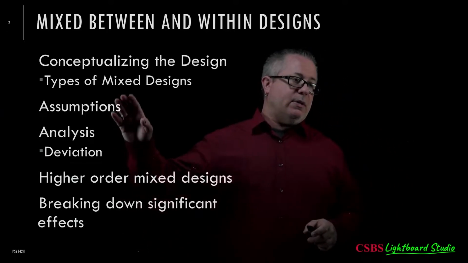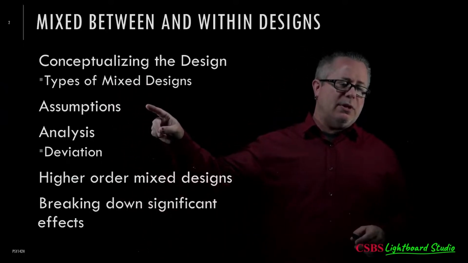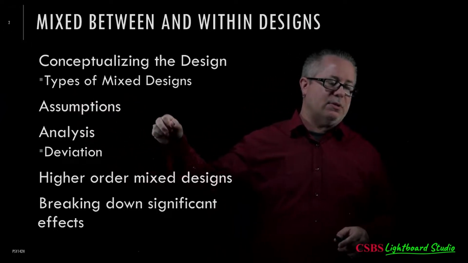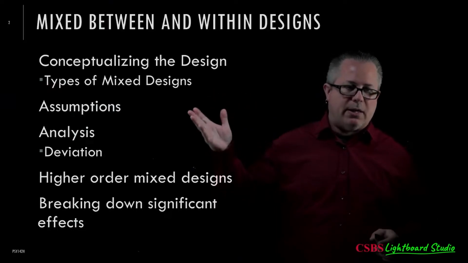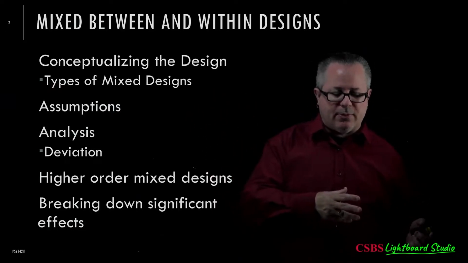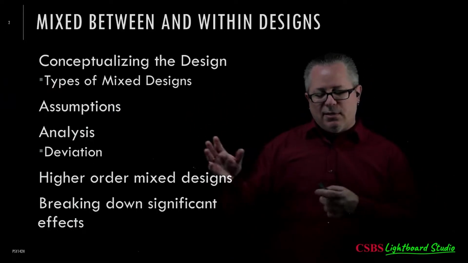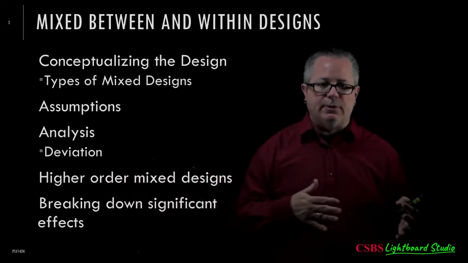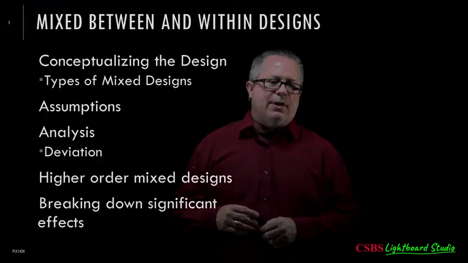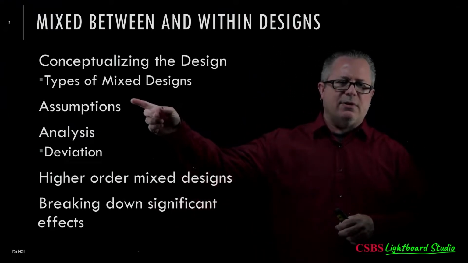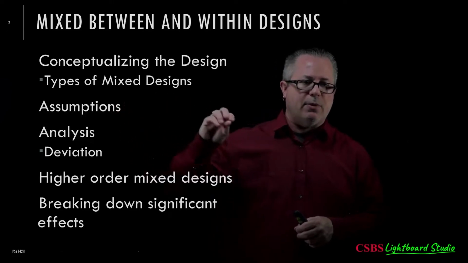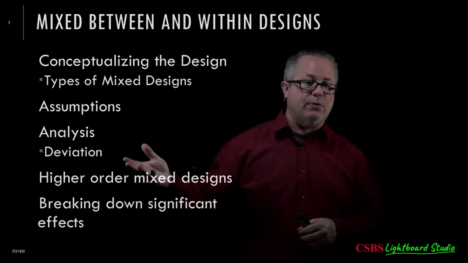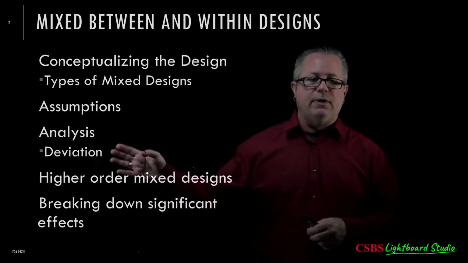So we're going to talk about some types. When you go through the assumptions, we're going to take a quick blip on that because it's really just that the assumptions for each model apply to that part of the model. The assumptions for repeated measures apply to the repeated measures part. Assumptions for between groups apply to the between groups part. So you have things like sphericity applying to the repeated measures components in a mixed design, and you have things like homogeneity of variance applying to the between groups. We're only going to talk about the deviation approach.